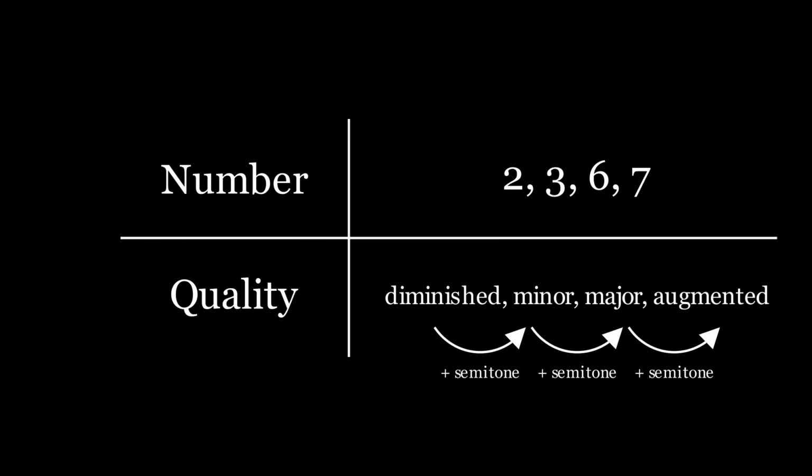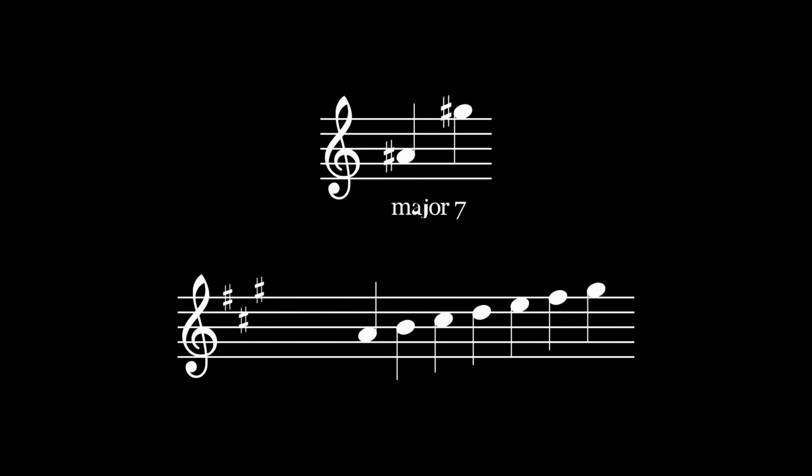If we go back to our sequence of interval qualities for numeric sizes of 2, 3, 6, and 7, ordered from smallest to largest, we see that an interval that is one semitone smaller than a major interval is a minor interval. Thus, the jump from A sharp to G sharp is a minor 7. Let's go through one more example.